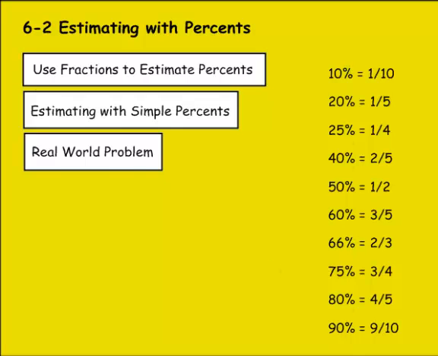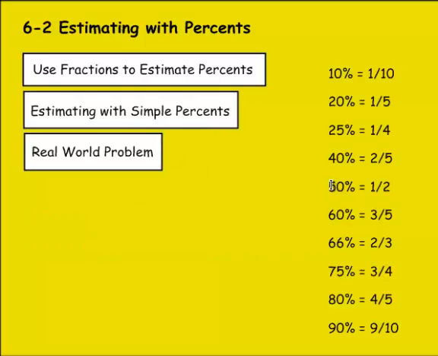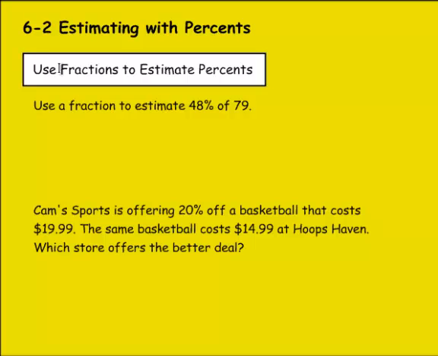Here it's asking us to use a fraction to estimate 48% of 79. Well, for example, I know that 48% is really close to 50%, which is 1/2. So if I'm going to solve this, I'm going to do 1/2 as my fraction. Remember, we're estimating here, so it won't be exact. And then since we're also estimating, I'm going to make this a nice round number like 80. So we'll do 50% or 1/2 of 80. So we're going to multiply that to get our answer.